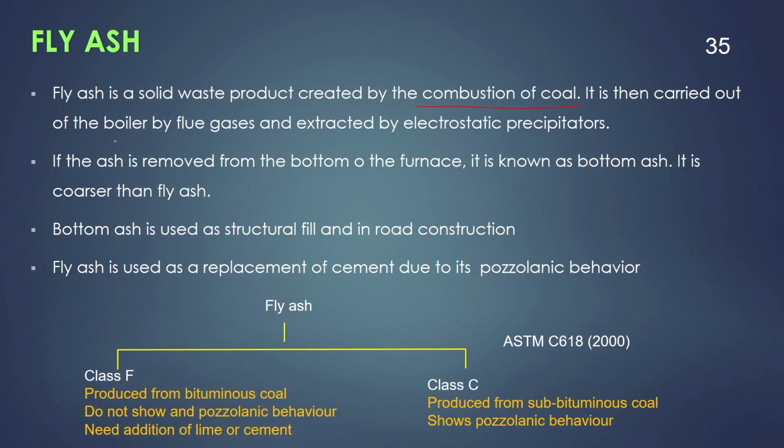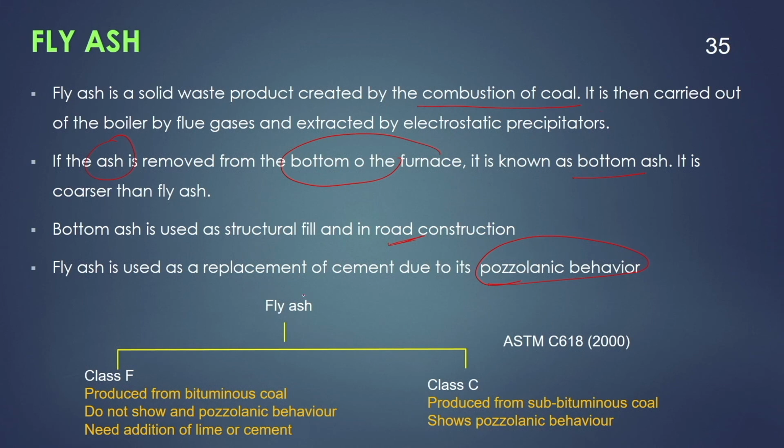If the ash is collected from the bottom of the furnace, then it is known as bottom ash, and generally bottom ash is coarser than fly ash. Bottom ash is mostly used for structural fill and in road construction, and it does not exhibit much pozzolanic reaction, whereas fly ash is used as a replacement of cement because of its pozzolanic behavior.